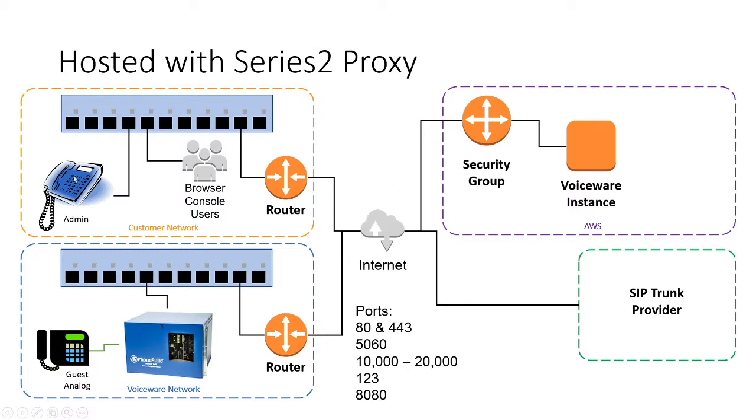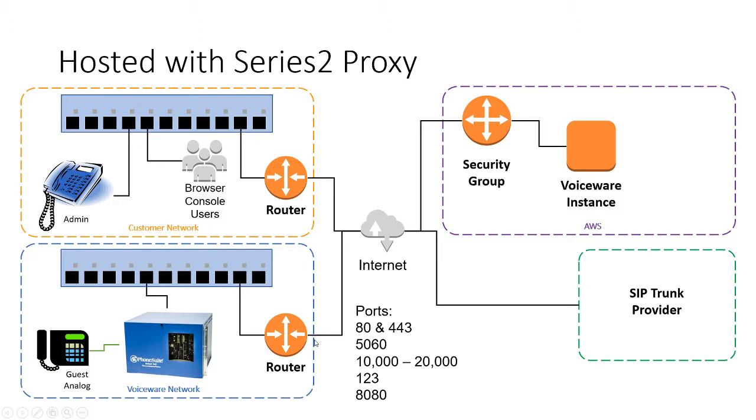If the admin phone wants to call a guest room, our path changes a little bit. We still go out through the customer network, obviously, through the internet, into AWS. AWS sees that this is a call for the guest room phone, so it knows, okay, I need to send that down to the Voiceware system or the proxy gateway. So it's going to go down through the internet, down into the router that you have for your Voiceware network on site, and then that will get translated out to the Voiceware system. It'll know what to do with it and then connect the call to the guest analog phone.